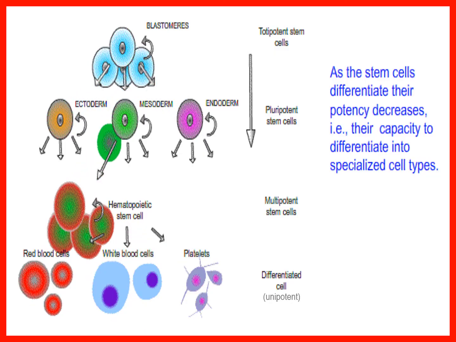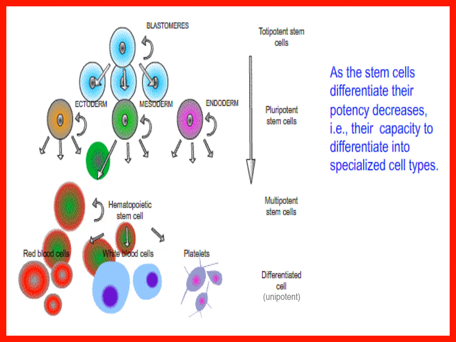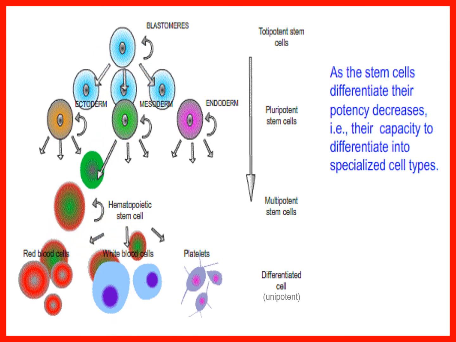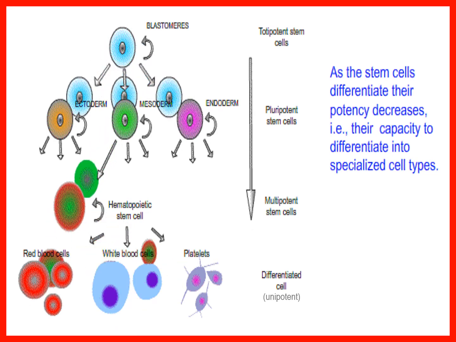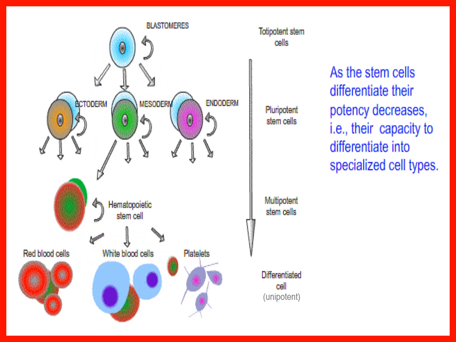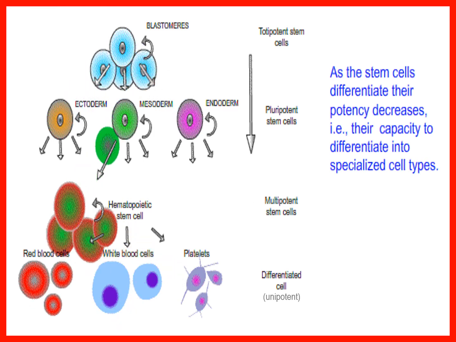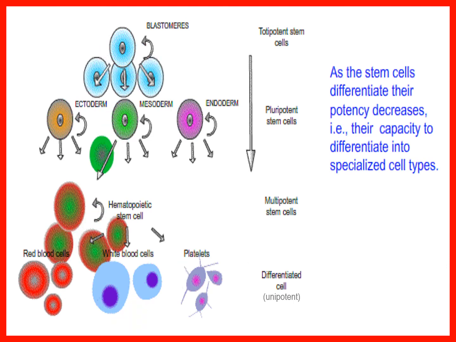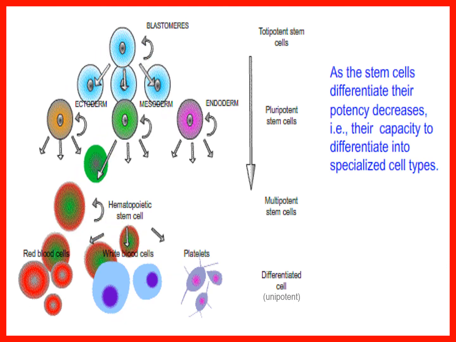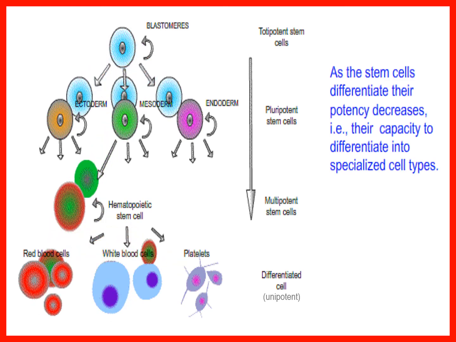And here we can see an example where we go from totipotent stem cells to pluripotent stem cells. So we start to differentiate and then become multipotent stem cells, such as the ones found in our tissue-specific adult somatic body cells. And then eventually, once they fully differentiate and become specialized, they become unipotent. In other words, they've lost the ability to become a different type of cell. So as the stem cells differentiate, the potency decreases, the capacity to differentiate into specialized cell types starts to decrease.